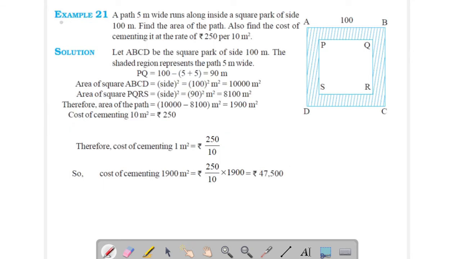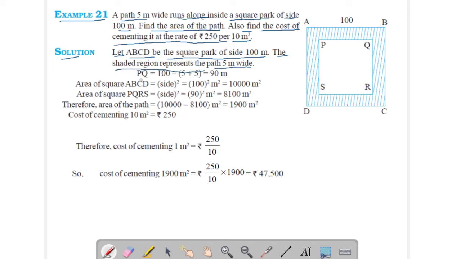Now come to example 21. A path 5 meter wide runs along inside the square park of side 100 meter. Find the area of path. Also, find the cost of cementing it at the rate of 250 rupees per 10 meters square. See the solution. Let ABCD be the square park of side 100 meter. The shaded region represents the path 5 meter wide.